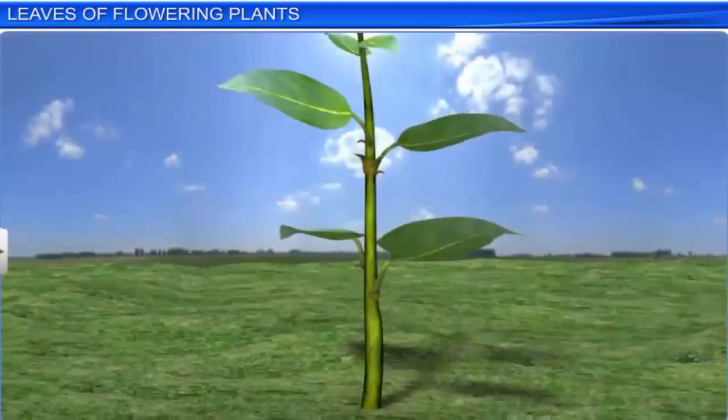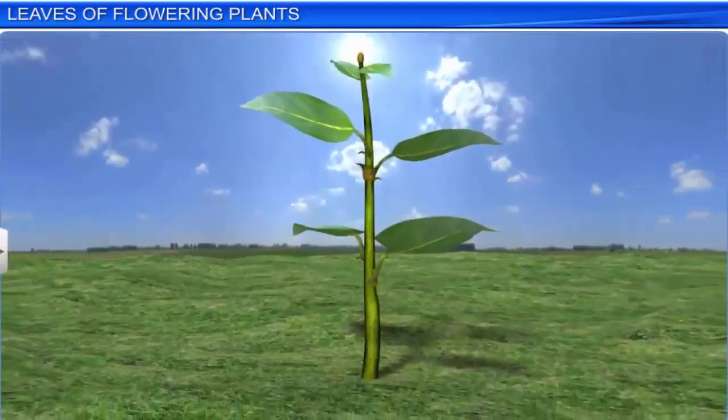Leaves, therefore, are an important part of a plant. Apart from carrying out the chief function of photosynthesis, it stores food and provides protection and support in many plants.